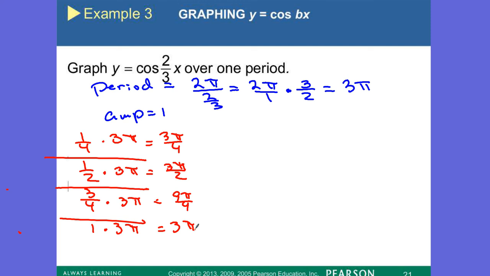So, I'm only going to do my positive now. You'll have negatives later. The end is going to be 3 pi. And right here, this is 0.